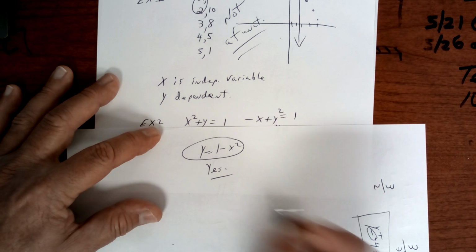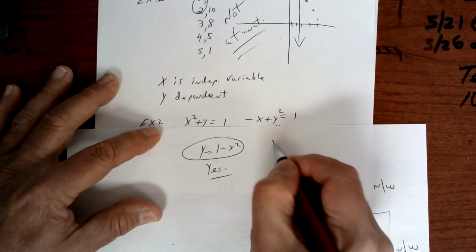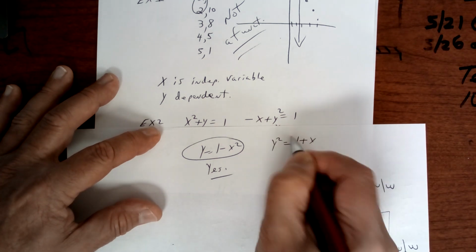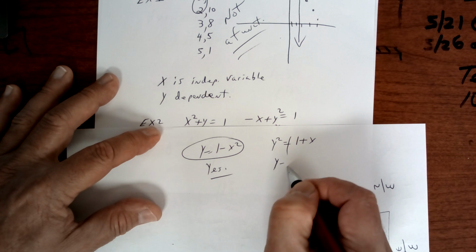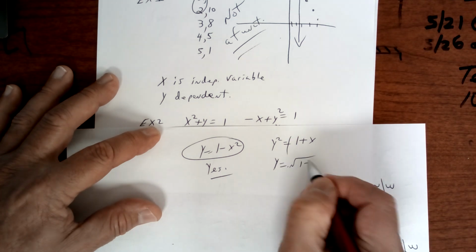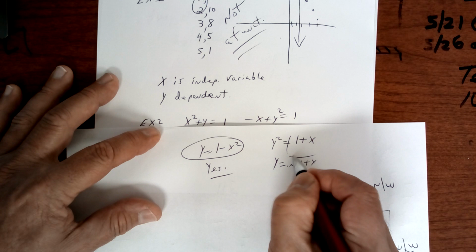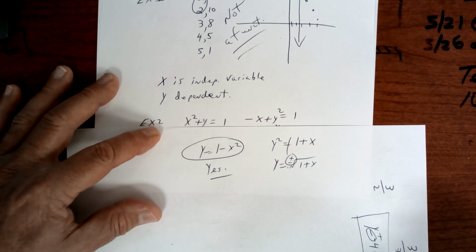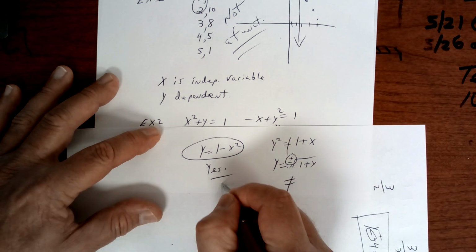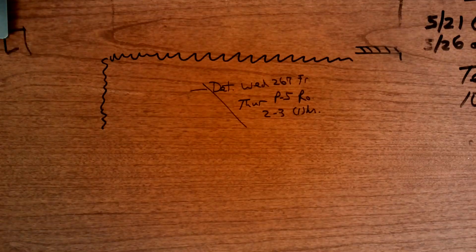This one, however, you're going to get y squared equals 1 plus x, and then you're going to take the square root of both sides. And when you do that, you get this. And because this is a plus or a minus, that gives you 2 different y values, and therefore you can't have that. So this one is not a function, this one is a function. Okay? Make sure you check your answers.